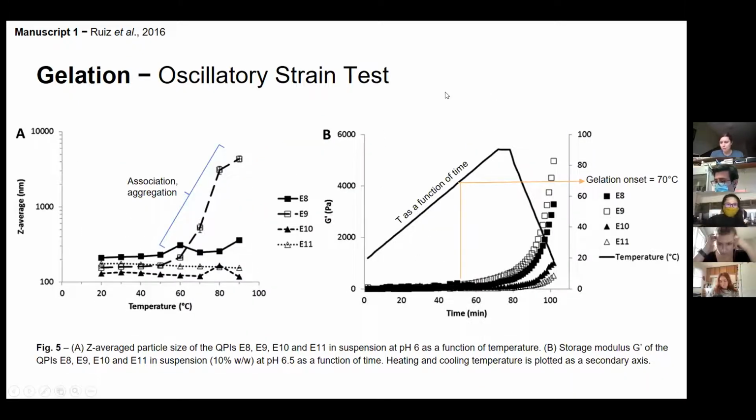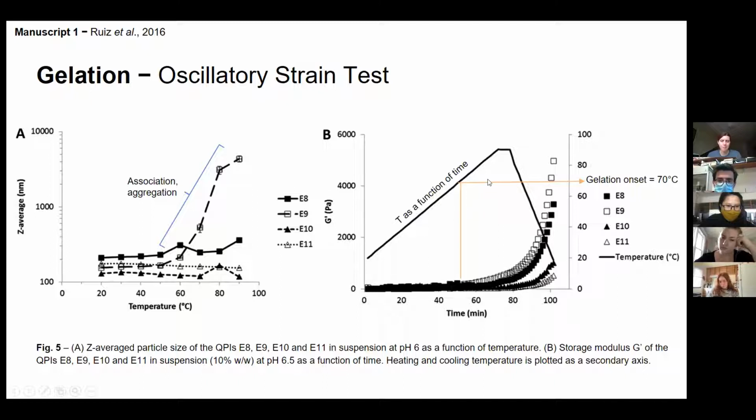And then for the gelation test that they did, they measured the particle size. For E8 and E9, we see an increase in the particle size, and that's indicative of association and aggregation, also indicating that there's a formation of a gel network, which is also reflected in the right graph over here. We see how they did gelation.